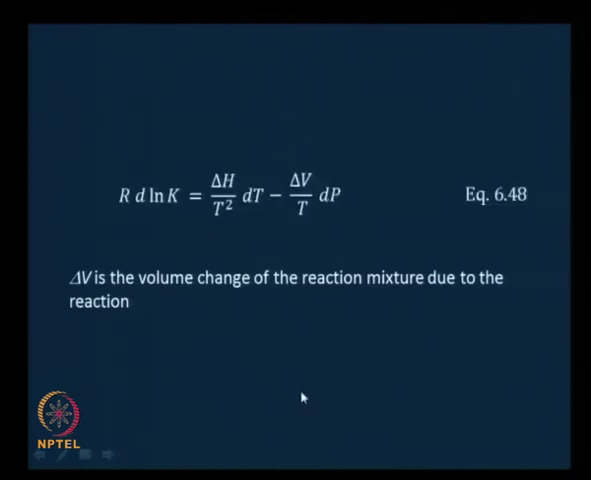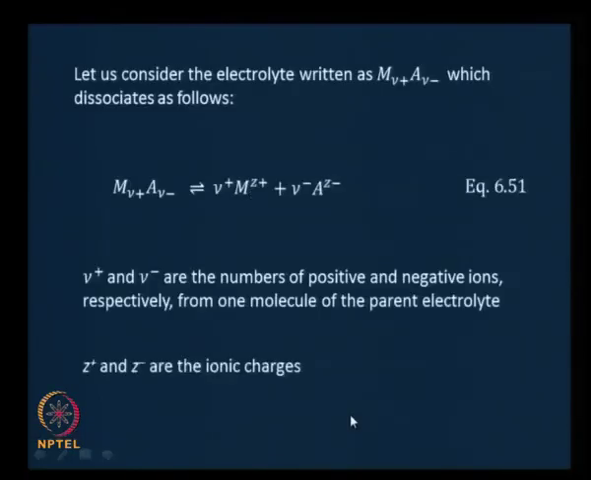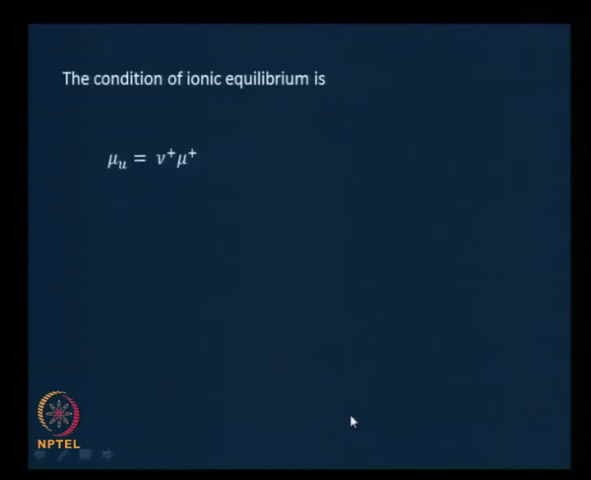And finally some formulations for electrolytes we have seen, and I will just give you the condition for ionic equilibrium and I will stop there. We also looked at some temperature dependencies, but the condition of ionic equilibrium was mu equals nu plus mu plus, the stoichiometric coefficient of the positively charged species times mu plus, plus nu minus mu minus.